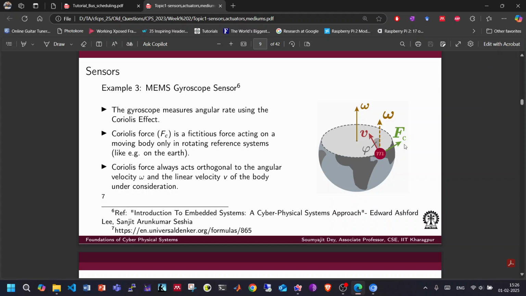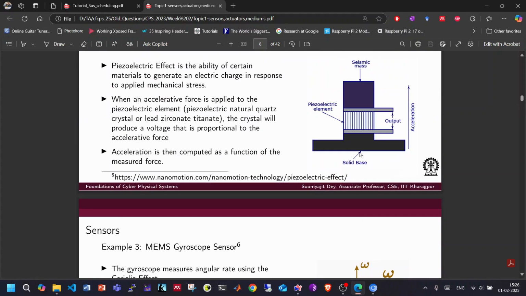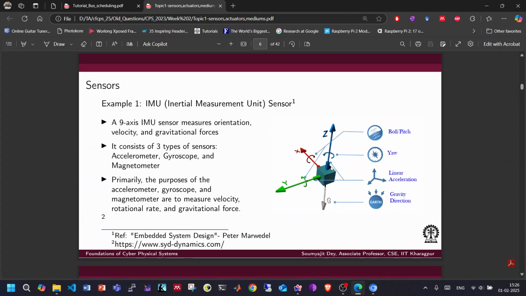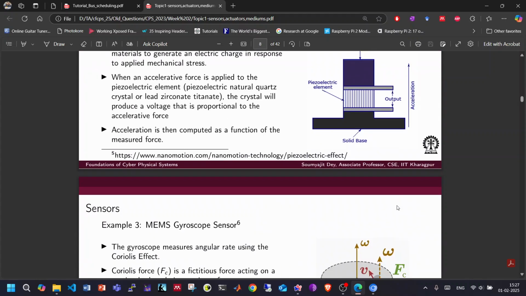Coriolis force has a nice property. If you are rotating along this axis and moving this side, you are rotating perpendicular to your z axis. Looking at this figure, the Coriolis force will always be perpendicular to both of these, so it will be in the y direction. If you are moving in the y direction, it will be in the x direction. It will be perpendicular to both.